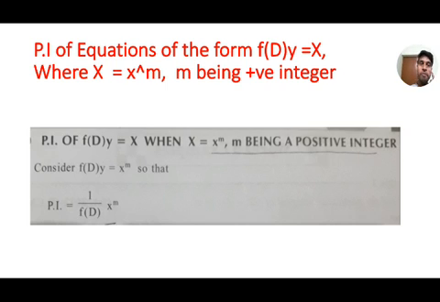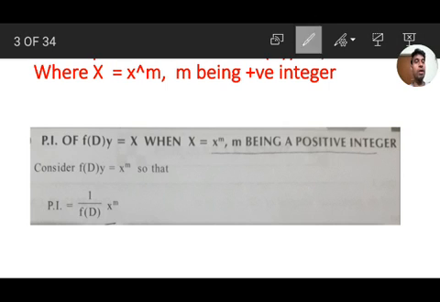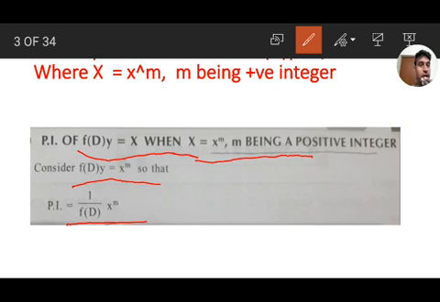Next. First, the particular integral, PI, of equations of the form f of D of y equal to capital X, where capital X equal to x to the power of m, m being a positive integer. So, what is the particular integral of f of D of y equal to capital X when capital X equal to x to the power of m, m a positive integer? F of D of y equal to capital X, that is PI equal to 1 by f of D, x to the power of m.